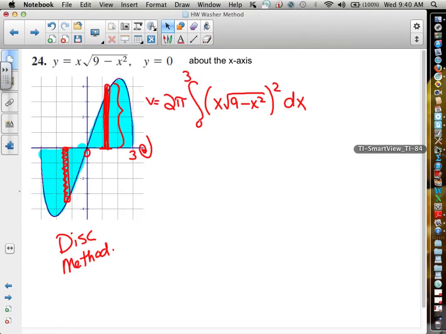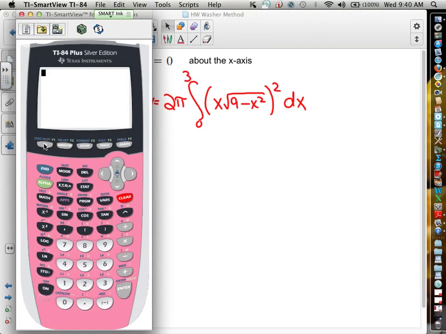We can put this in the calculator and integrate it. Clear this out. I got x times the square root of 9 minus x squared. Make sure I got the parentheses in the right spot there, and then it's squared. I'm integrating from 0 to 3. Lower limit is 0. My upper limit is 3. So I get 32.4, let's change it to a fraction. So 162 over 5.